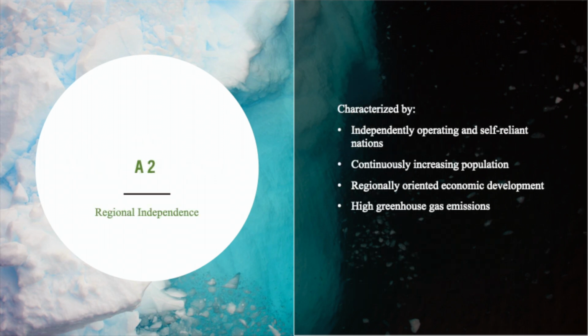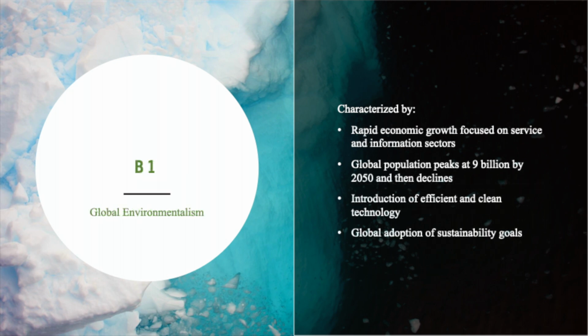Next are the A2 scenarios, with a theme of regional independence. These are characterized by independently operating and self-reliant nations, a continuously increasing population, regionally oriented economic development, and high greenhouse gas emissions. Next are our B1 scenarios, with a theme of global environmentalism.